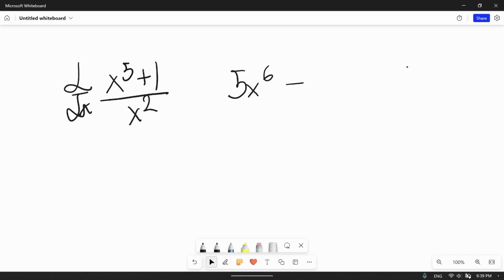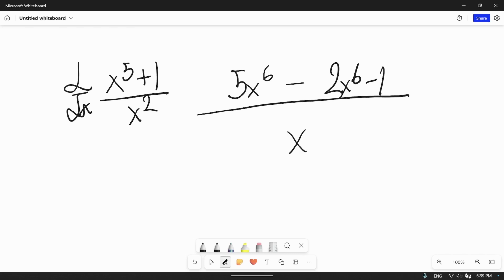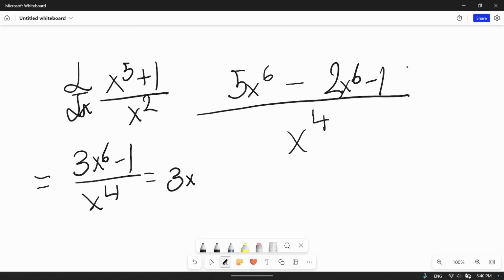Oh, my brain is not working. 2x to the 6 minus 1 over x to the 4. Right? And so this is going to give us 3x to the 6 minus 1 over x to the 4. And this is going to give us 3x squared minus 1 over x to the 4. Yep, there we go.